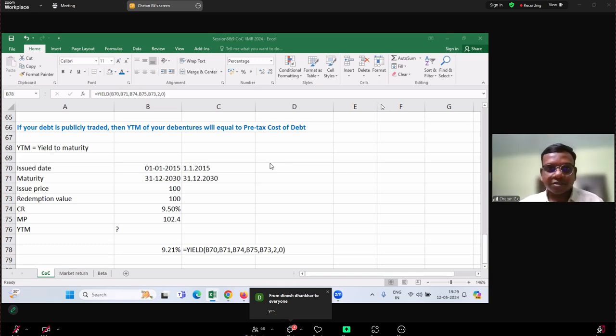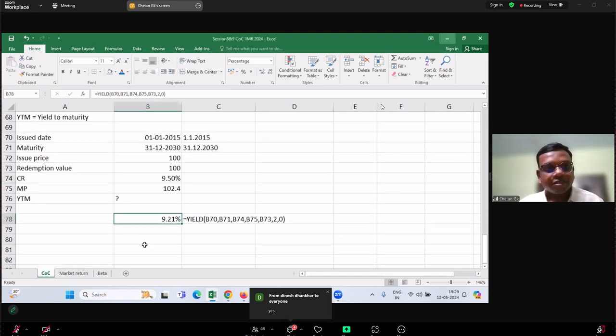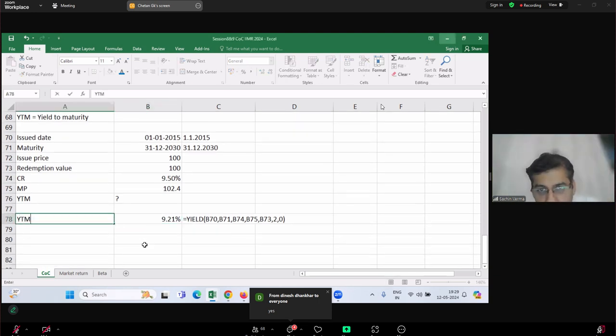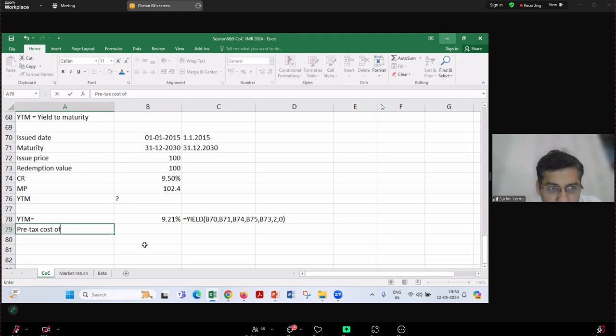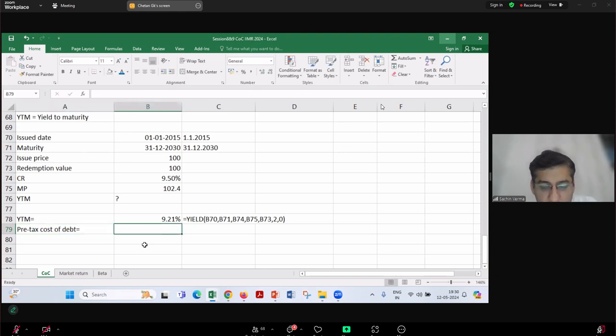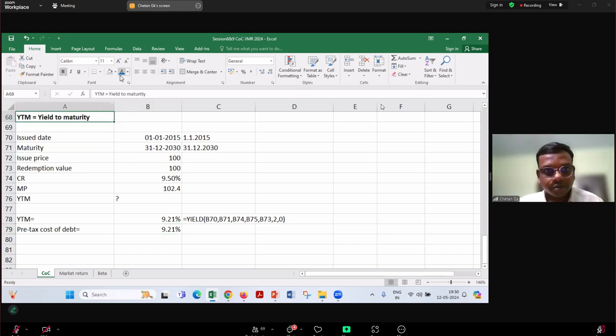Okay, so let us fix. So 9.21 is what? This is YTM, yield to maturity, but this is the cost. The pre-tax cost of debt will be equal to this. It should be in percentage only because yield is always in percentage terms. No, YTM is yield to maturity, not year. Yield to maturity, you can see here I have written. So the pre-tax cost of debt is this much.